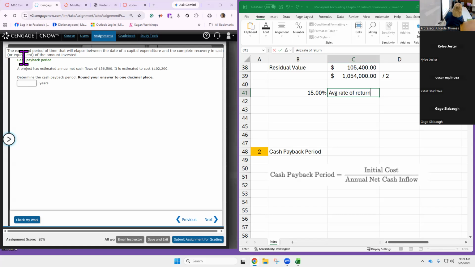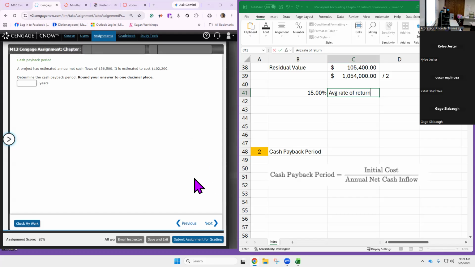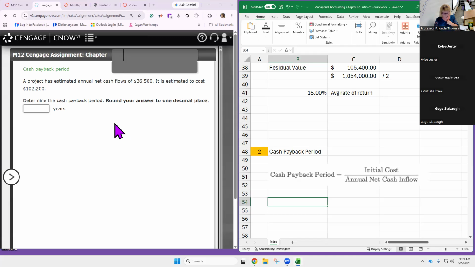Okay, so a project has an estimated net cash flow of $36,500. All right, so here is the formula for the cash payback period. We take the initial cost and we divide by the annual net cash flow. So we're going to invest this money to hopefully have this cash flow come in. Okay, so let's put it together. Shouldn't be too bad if I'm reading things right. We've got the initial cost of $102,200. That's going to be the numerator.